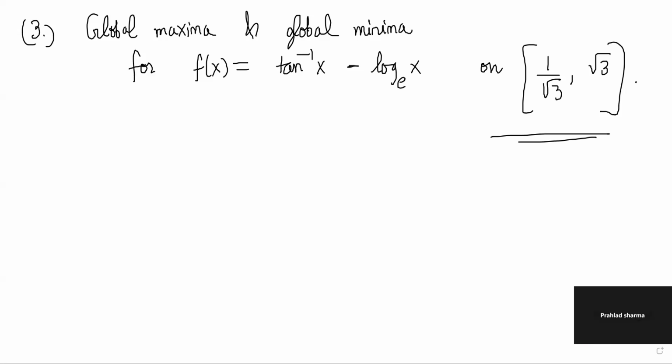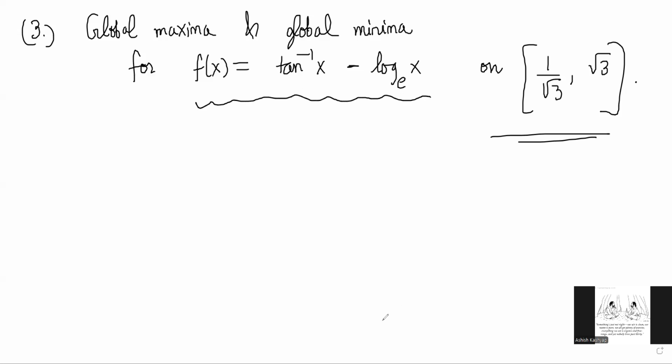सर एफ ऑफ एक्स ये डिक्रीजिंग फंक्शन है, तो f of root 3 पे इसकी मिनिमम वैल्यू आएगी और 1 बाई रूट 3 पे मैक्सिमम आएगी। करेक्ट। 1/√3 में मैक्सिमम आएगी, जो टू पुट द वैल्यू 1/√3 एंड √3, राइट? I hope it is clear to everyone what is happening here.